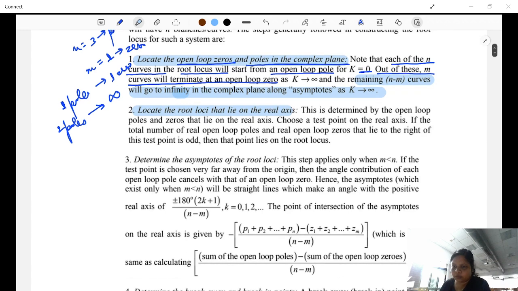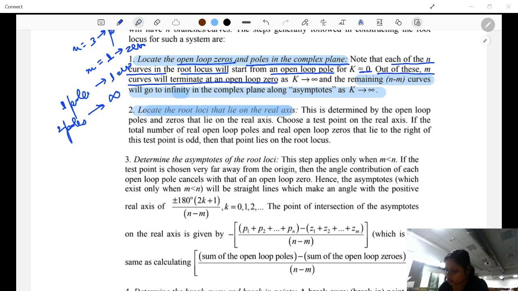So then we want to find out where exactly on the real axis we have the root locus. This is determined by the open loop poles and zeros that lie on the real axis. We choose a test point, and if the number of real poles and zeros on the axis to the right of this test point is odd, then that point lies on the root locus. We'll see that with the help of an example also, because we have to mark the points where we have root locus exactly on the real axis.